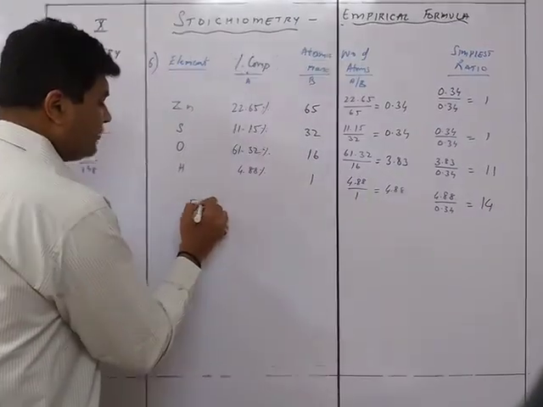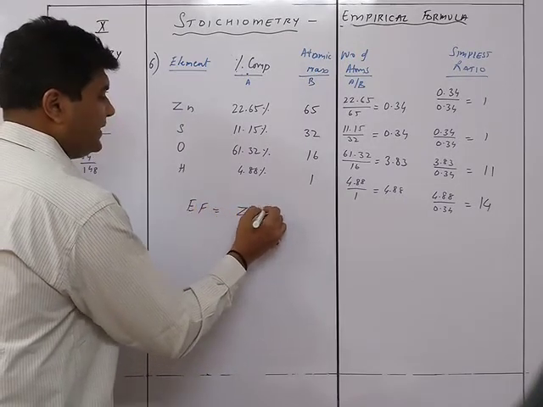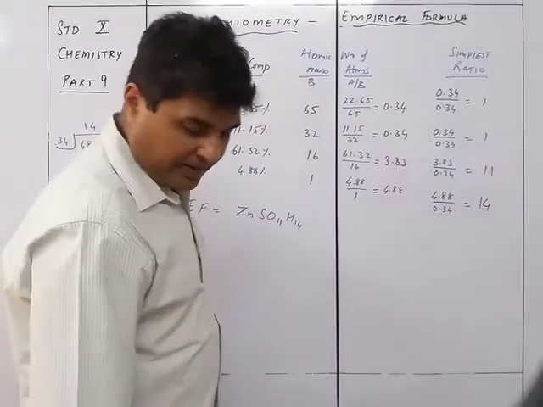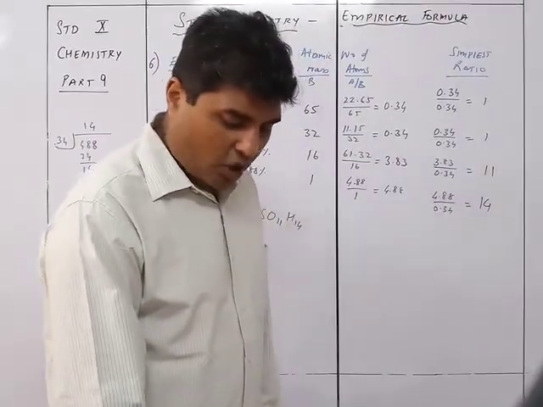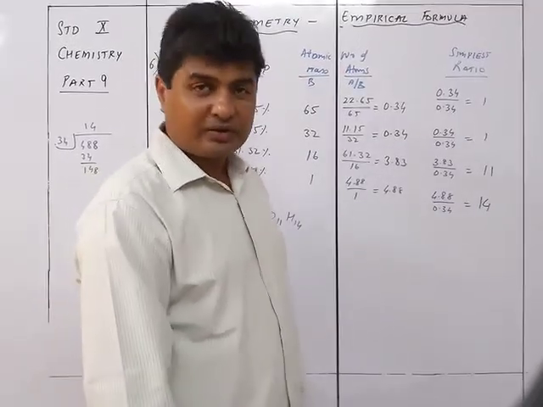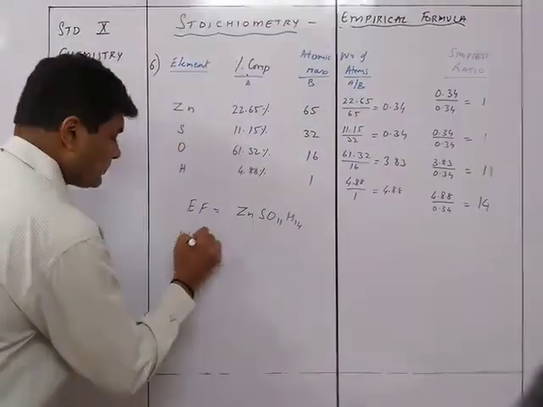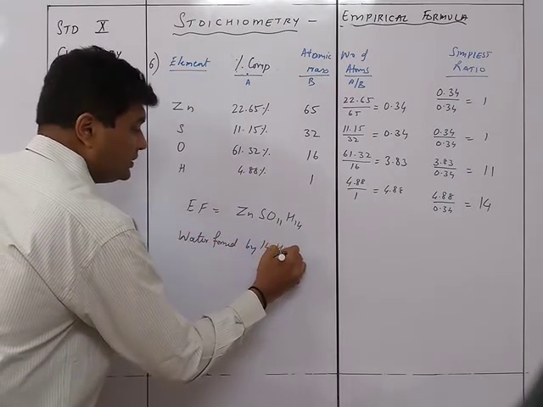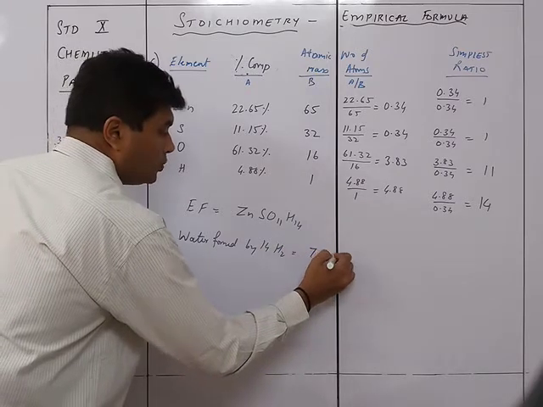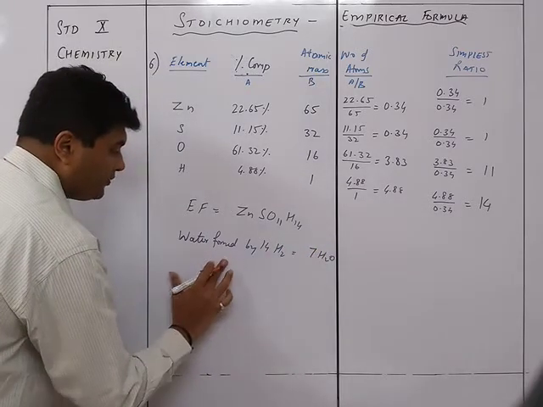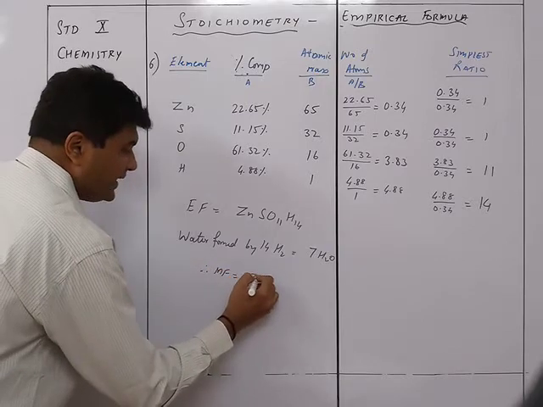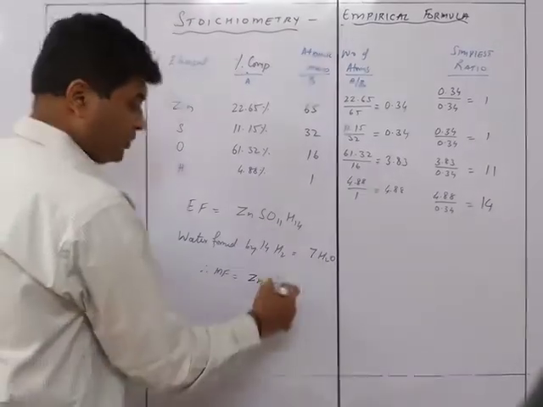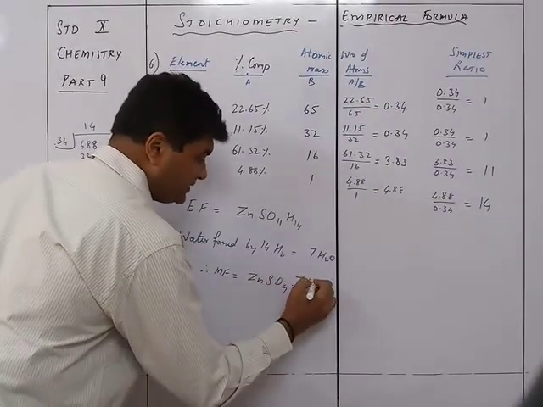So therefore the empirical formula will be equal to ZnSO11H14. But you are given something over here: assuming that all the hydrogen in the compound is combined to form the water of crystallization. So the water formed by 14 hydrogen is equal to 7 H2O. Therefore, the molecular formula is equal to ZnSO4, because 7 is gone from 11. 11 minus 7 is 4. ZnSO4 dot 7H2O.